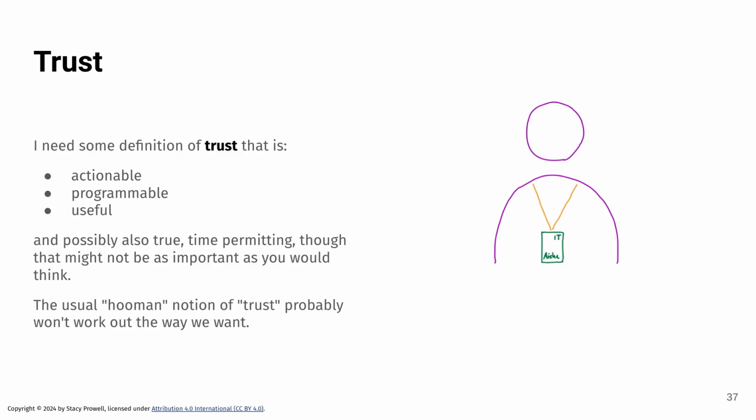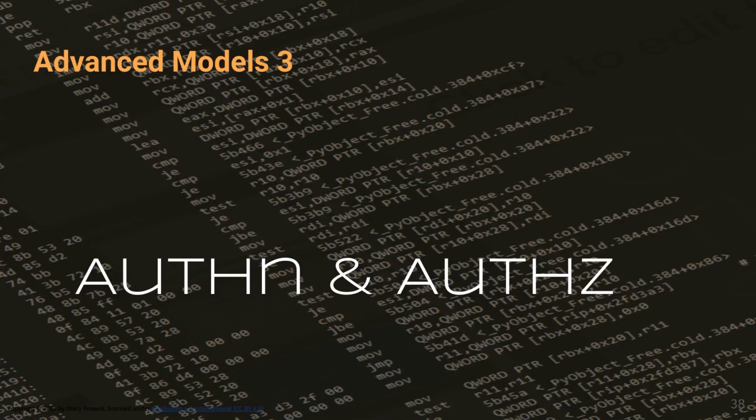I've known Aisha for 10 years. I trust her. She's fine. I can't program that. Maybe that's actionable, but I can't program it. It's not useful either, because I just onboarded Terry, and Terry's working with Aisha on a project. Do I trust Terry as much as Aisha? I've just met him. I don't know. So this is a challenge.